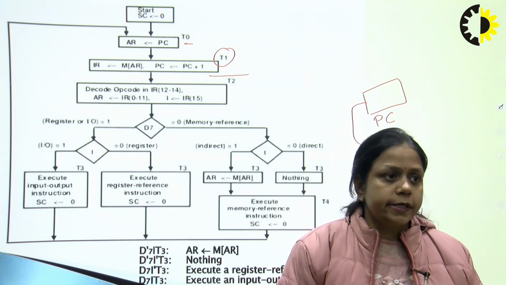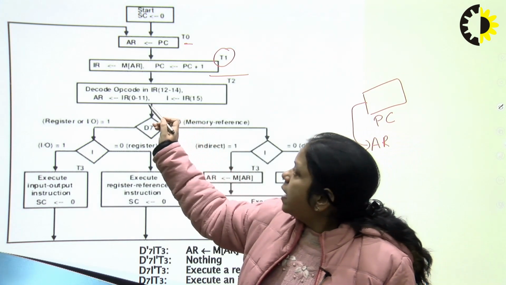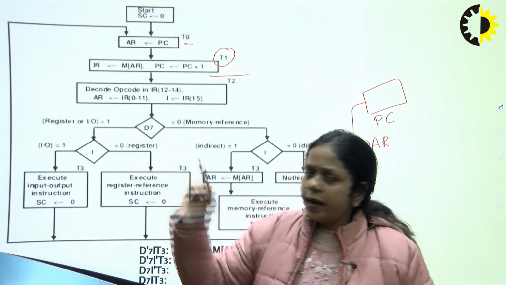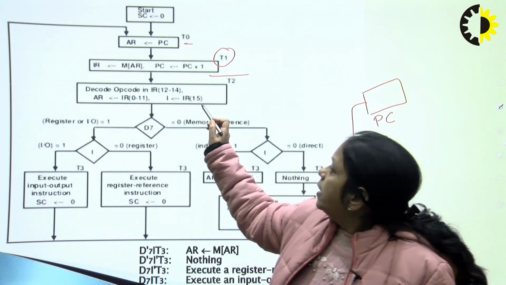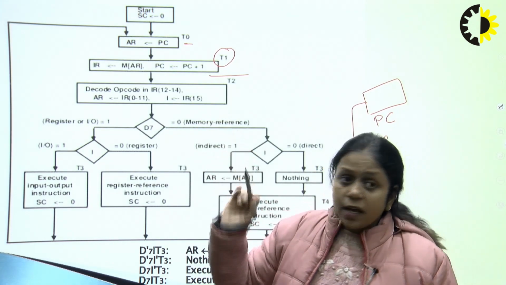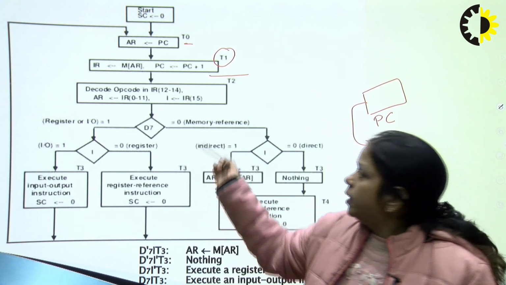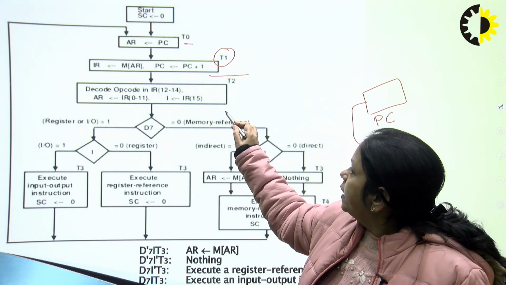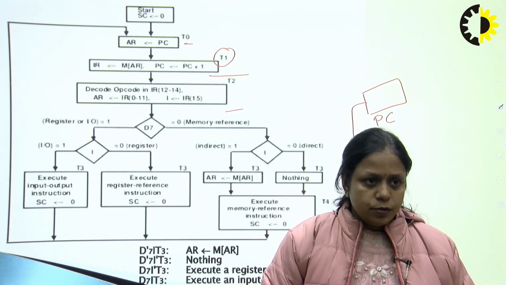We have already discussed it. Now, the next part of the instruction register, bits 0 to 11, which is the address part, is transferred to the address register, and IR bit 15, which is the direct bit, will be transferred to the I flip flop. Okay. So now we have completed the decoding part also.